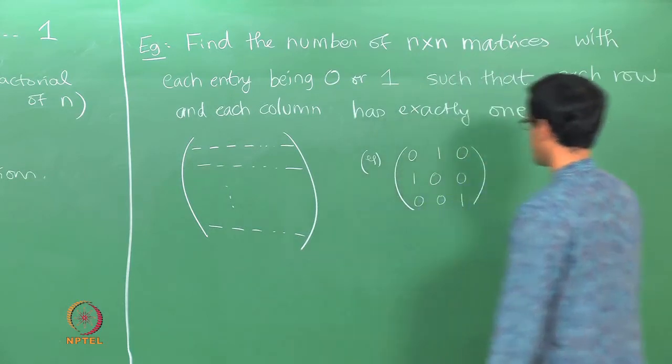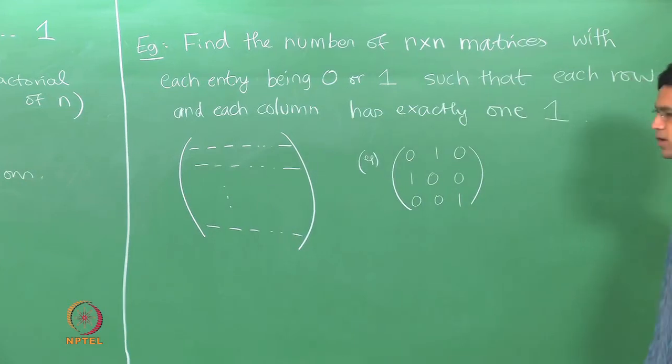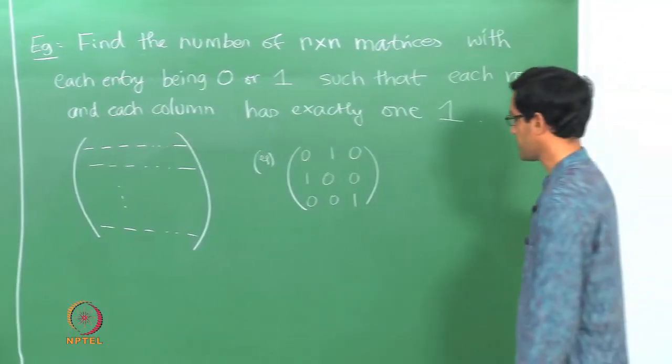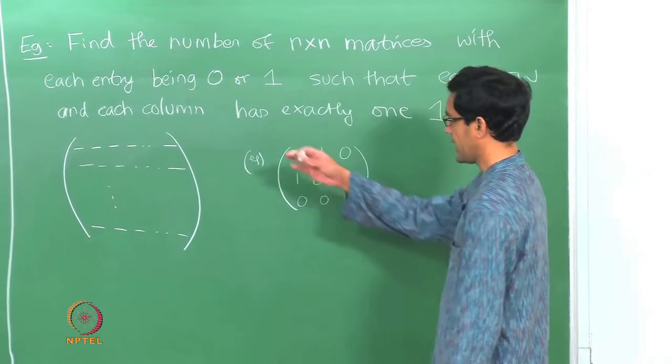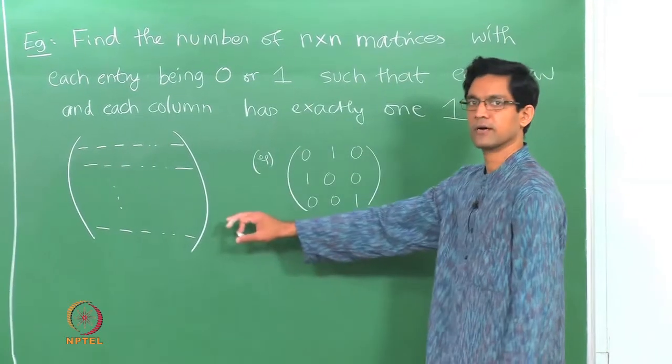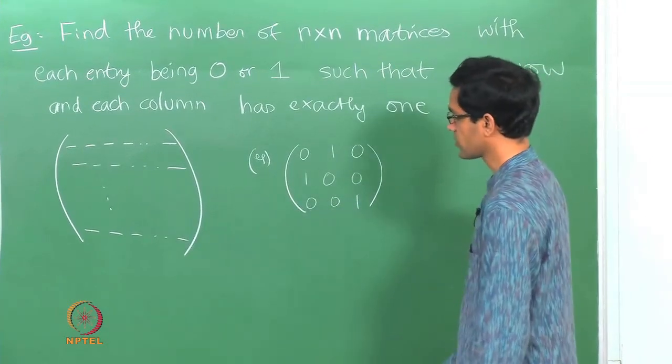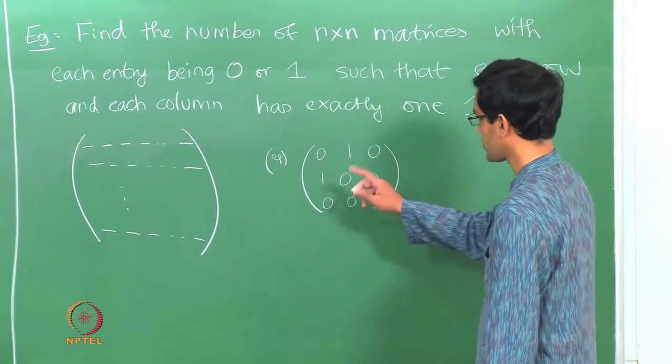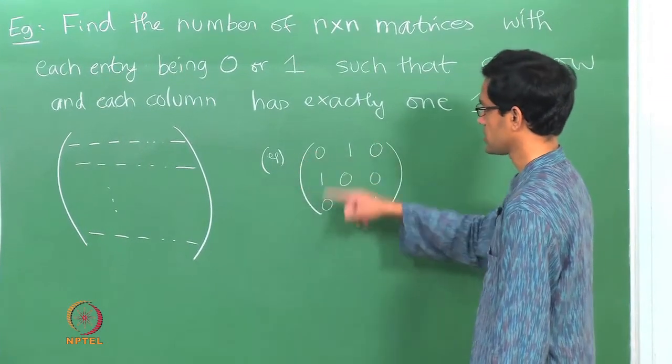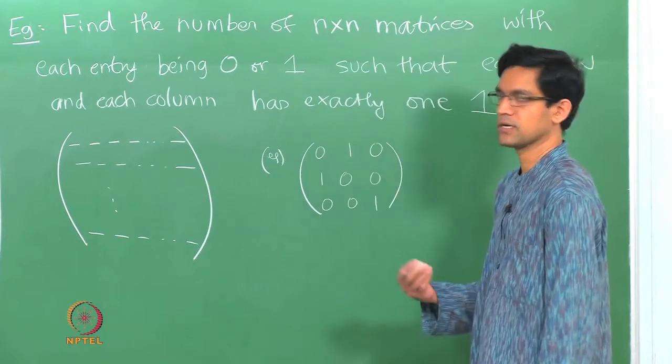So here is an example of a 0 1 matrix in which all rows and all columns have some 1. So how do you encode this information? Suppose you are given a 0 1 matrix like this. What we could do is the following. We could note down in each row the column number in which the 1 occurs.